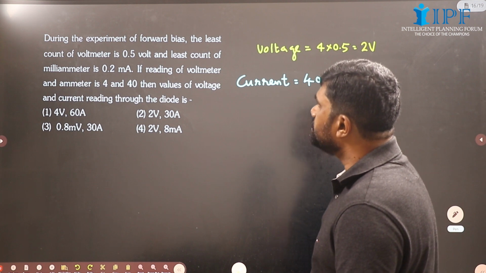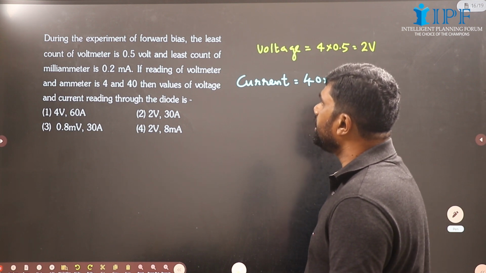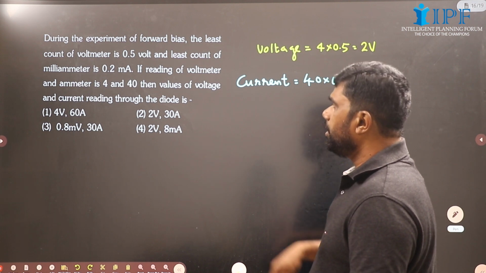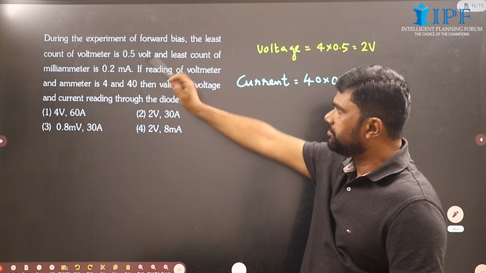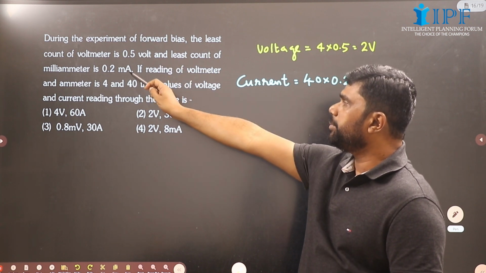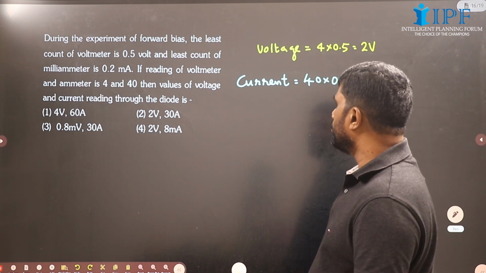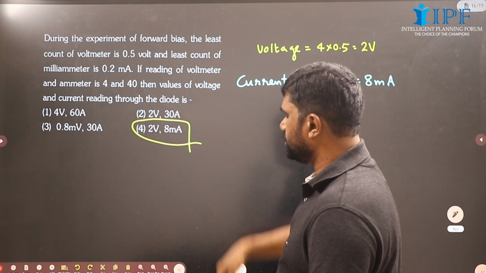volt and least count of milliammeter is 0.2 milliampere. If the readings of voltmeter and ammeter are 4 and 40, 4 means each division will be 0.5, so the voltage will be 2 volt, and 0.2 milliampere into 40, that is 8. Okay, so 8 milliampere and 2 volt, 2 volt 8 milliampere, this one.